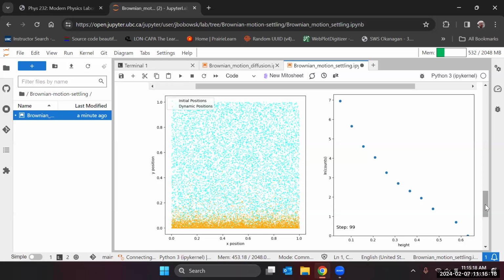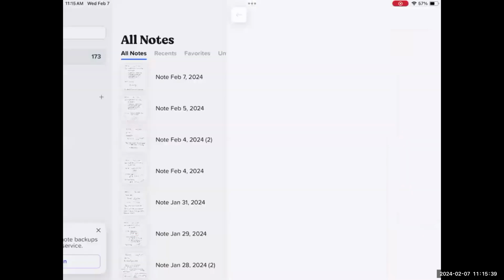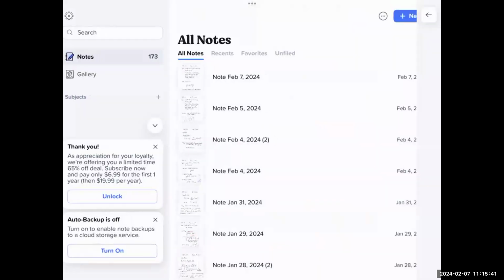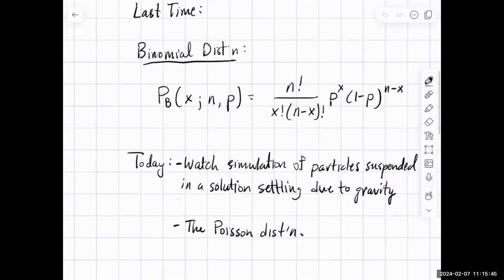All right, good. Any questions about these? No. All righty. So let's go share this screen, start. And let's see if we can find the right notes. Maybe this one. Yes. So binomial distribution, there it is.